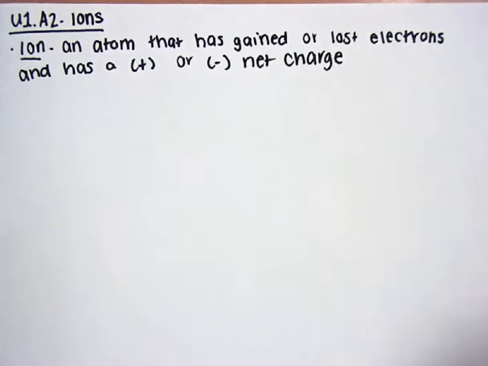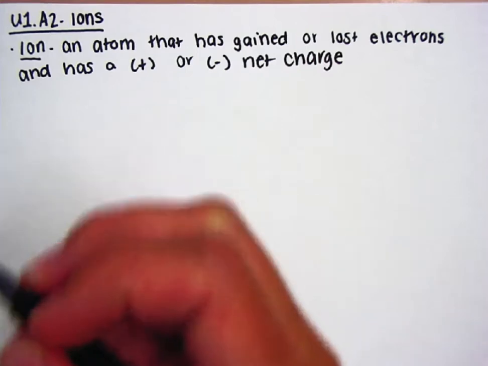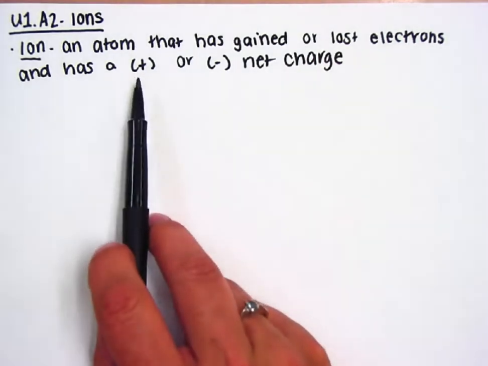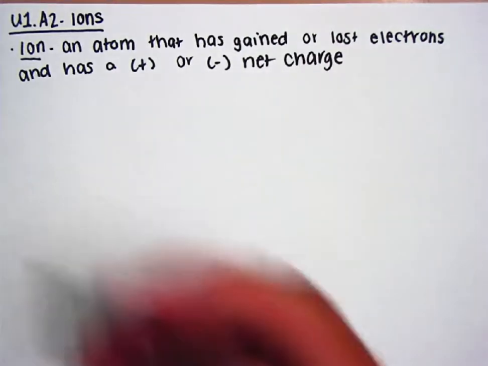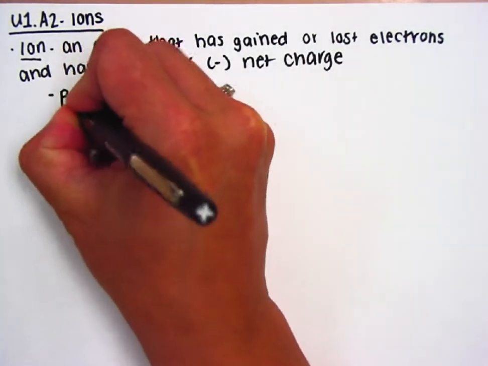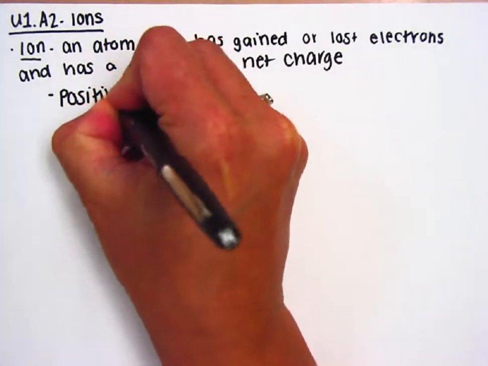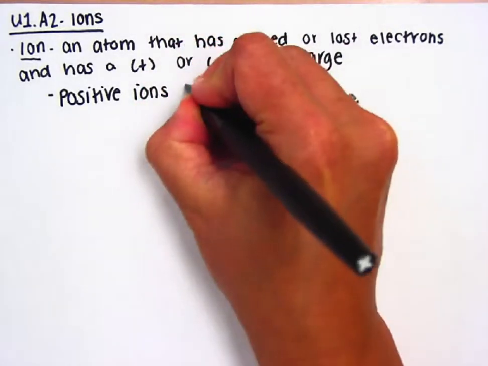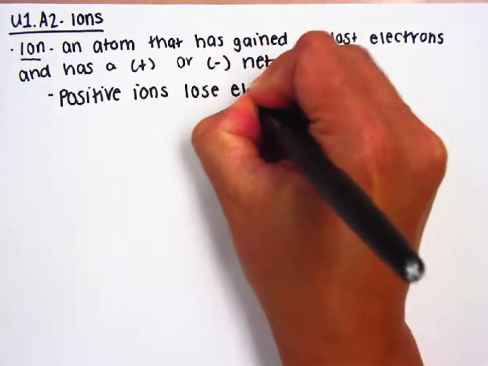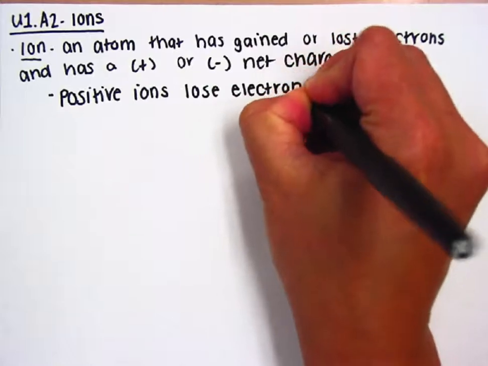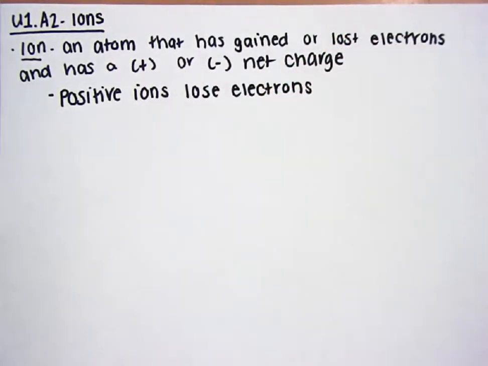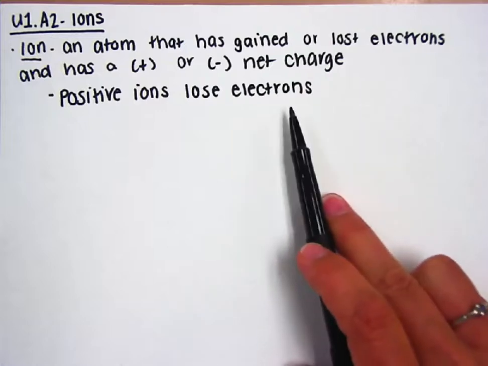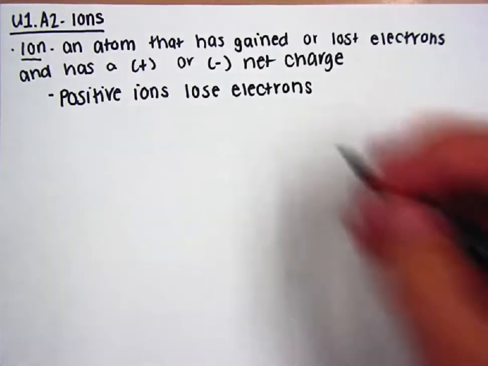Important to note that the only way we can form an ion is by gaining or losing electrons. Remember, we said the number of protons never change. So how do we get a positive ion if we're not adding more protons, if we're not adding more positive charges? If we had a positive ion, it's positive because it lost electrons. Positive ions lose electrons. It's like subtracting a negative. When you subtract a negative, your answer is positive. When you lose electrons and electrons are negative, your charge is positive.